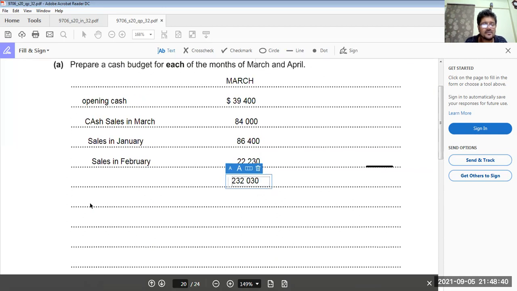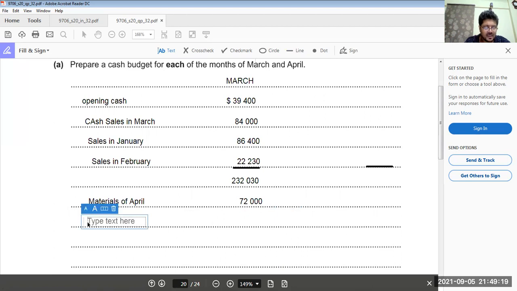Now outflows. In outflows, we have to pay for materials, because we are producing for April. So we have to pay for the materials of April. How much do we have to pay for the materials of April? 3,000 units multiplied by 24. We have to pay 72,000 for April because in the current month we are producing for that.